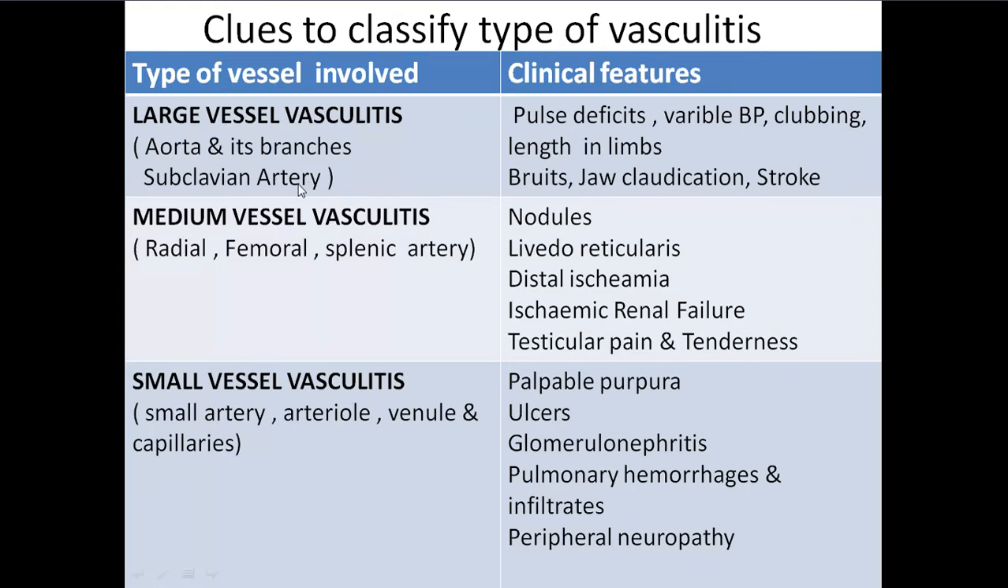Whereas in the medium vessel vasculitis, involving the radial, femoral, and splenic arteries, you will be seeing nodules, livedo reticularis, digital ischemia, ischemic renal failure, testicular pain, and tenderness. And in the small vessel vasculitis, there is palpable purpura, ulcers, pulmonary hemorrhage and infiltrates, and peripheral neuropathy. So this is nothing but the slides which we have discussed.